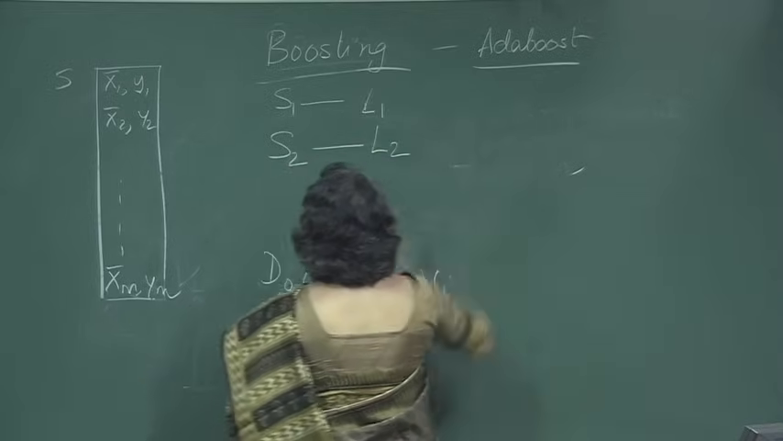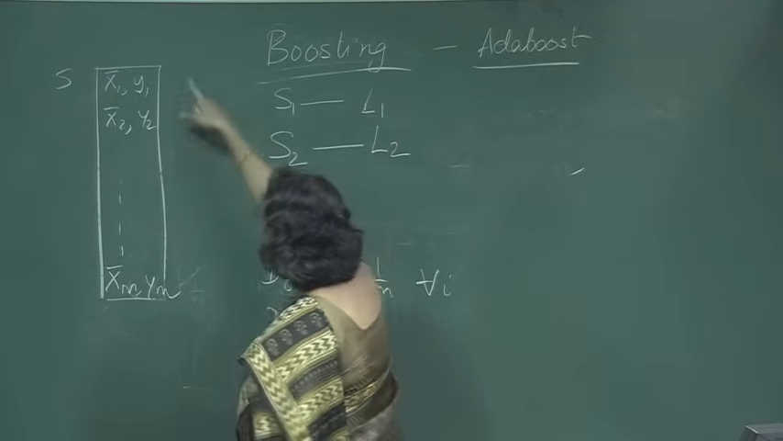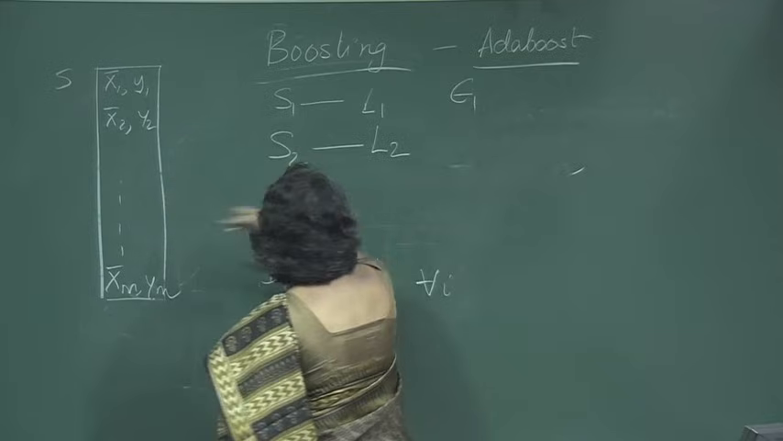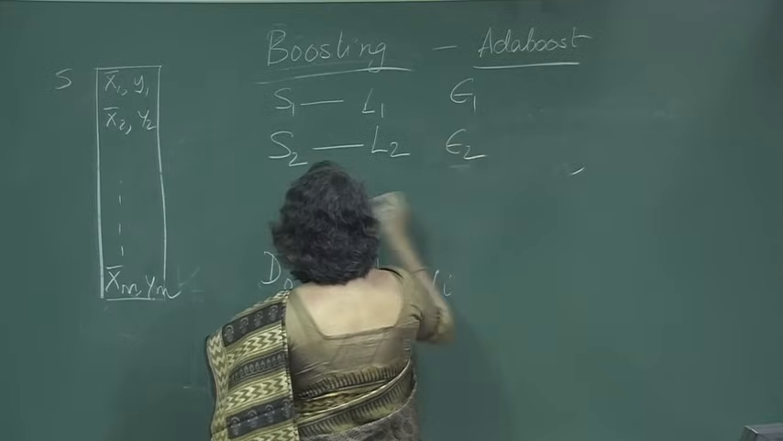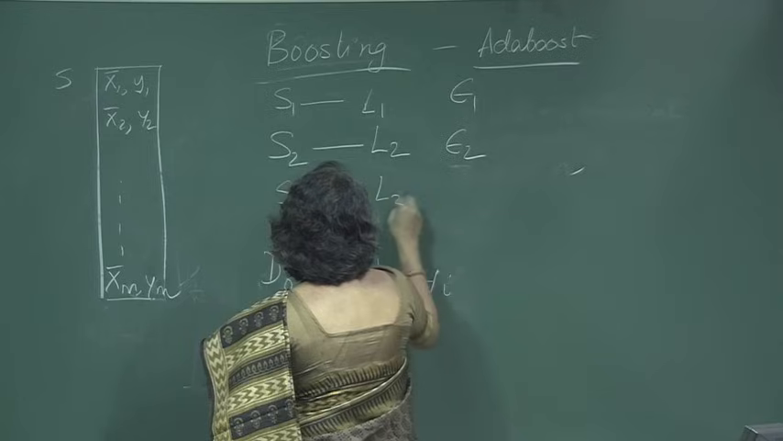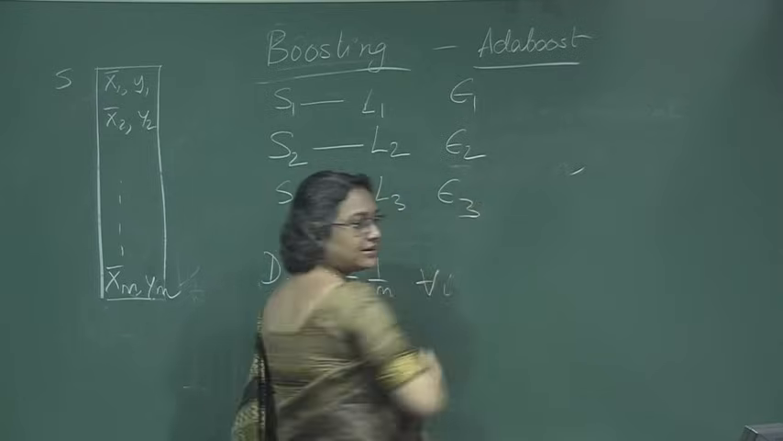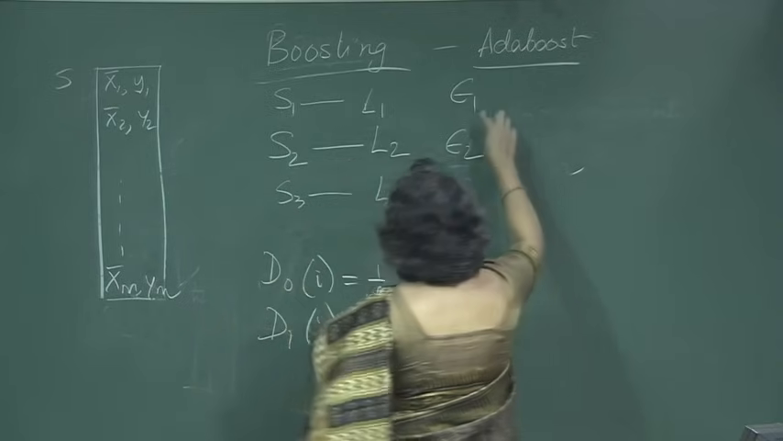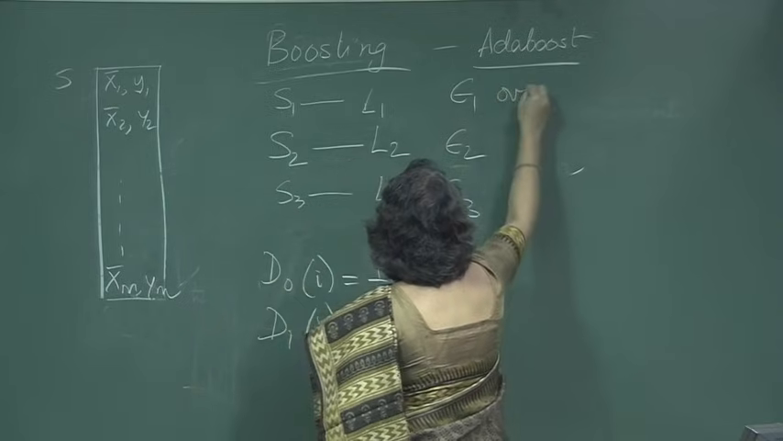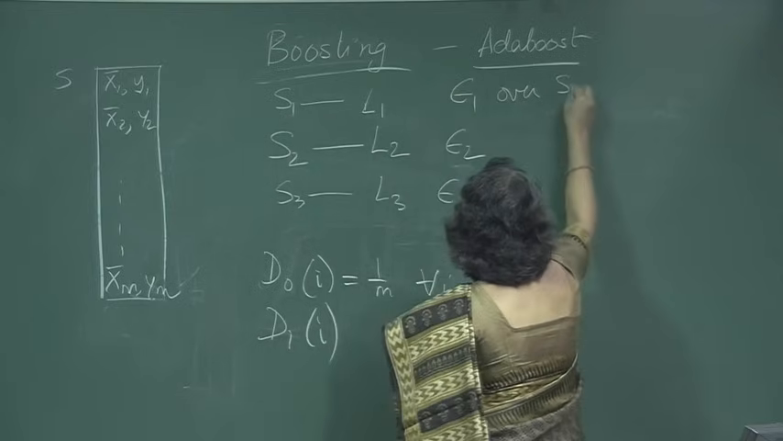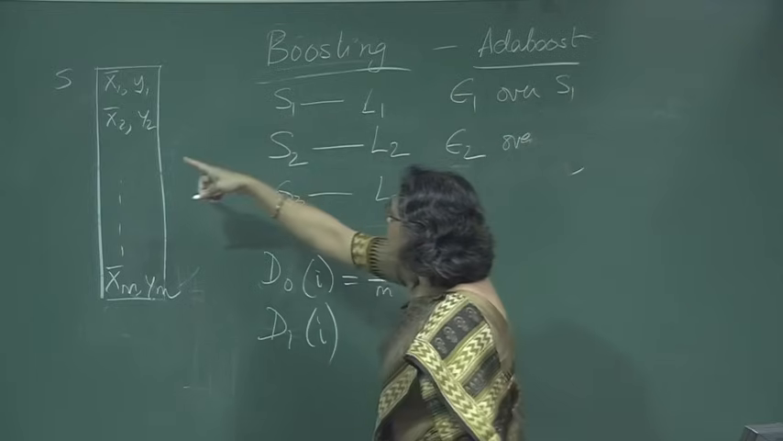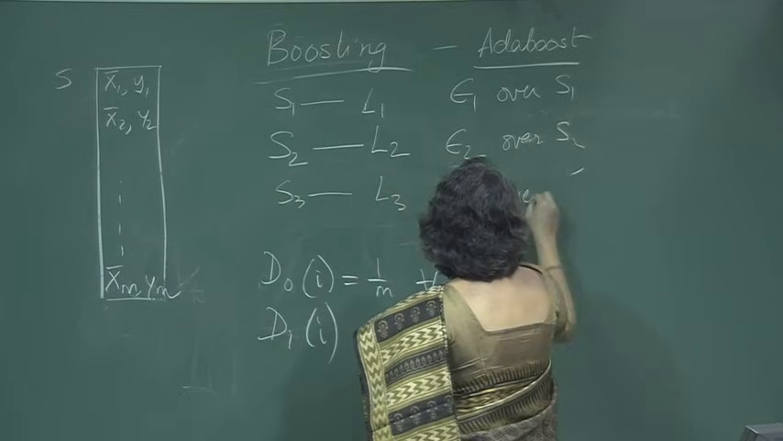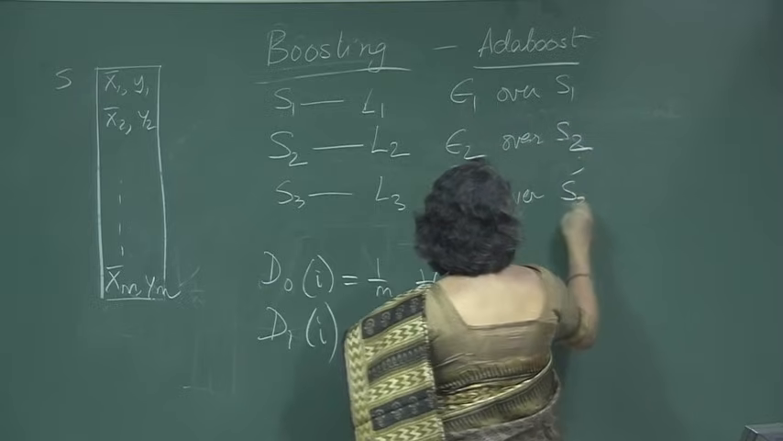And let us say when we apply the learner L1 on S, the error is epsilon 1. When I learn L2 on the initial S, the error is epsilon 2. Similarly, S3 produces L3 with error epsilon 3, right. So, epsilon t is the error over the current sample. This is the error not over the original data, but over the current sample. Epsilon 3 is the error over S3.